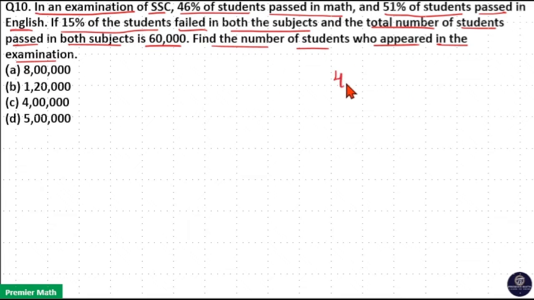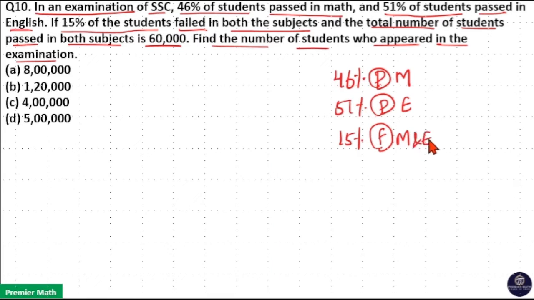Here, 46% of students passed in maths, 51% of students passed in English, and 15% of students failed in maths and English. Here the combined data is for failed students. So we have to find out the percentage of students who failed in maths and in English. If 46% passed in maths, it means the remaining 100 minus 46, 54%, failed in maths. 51% passed English, so the remaining 100 minus 51, 49%, failed in English.